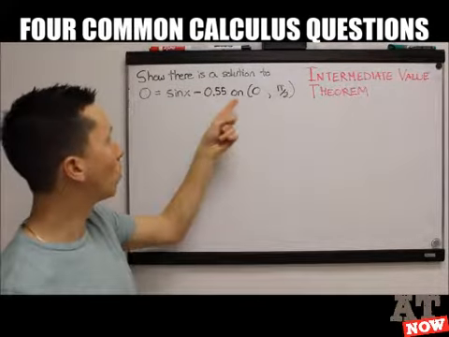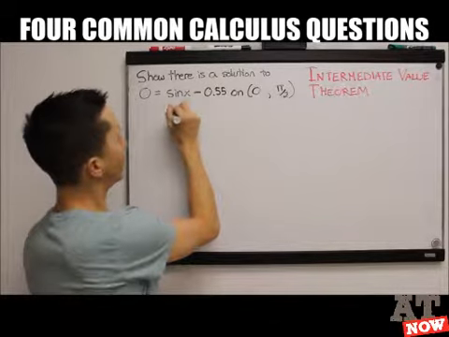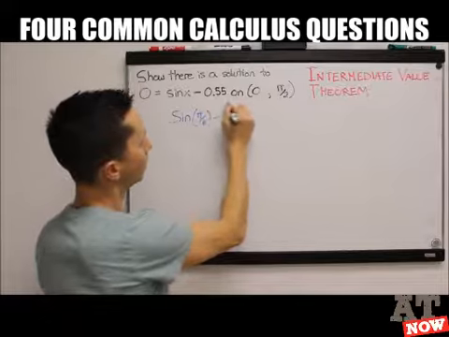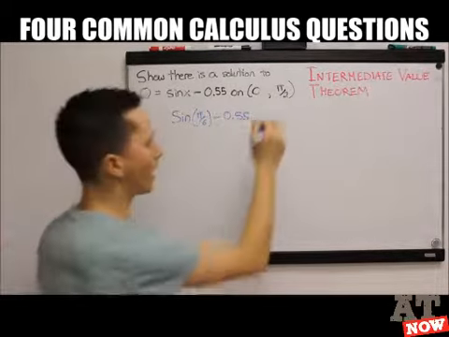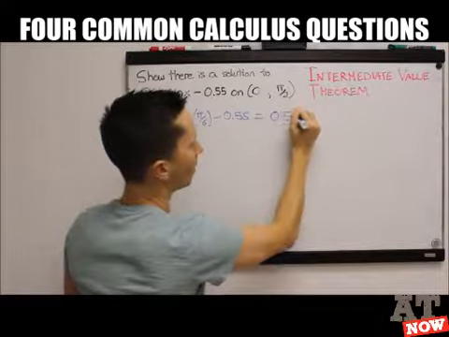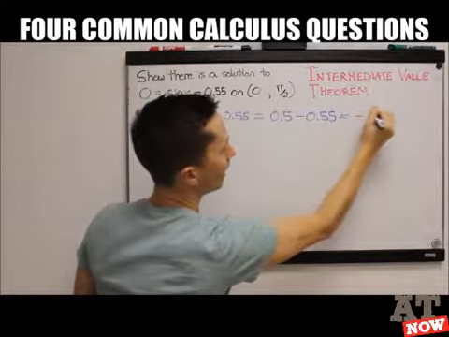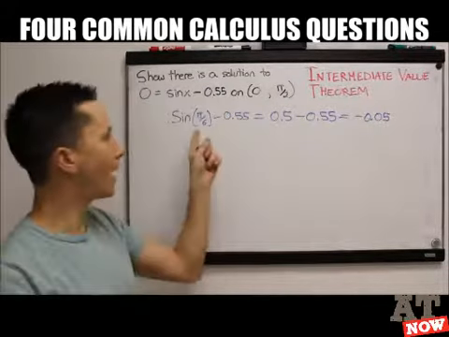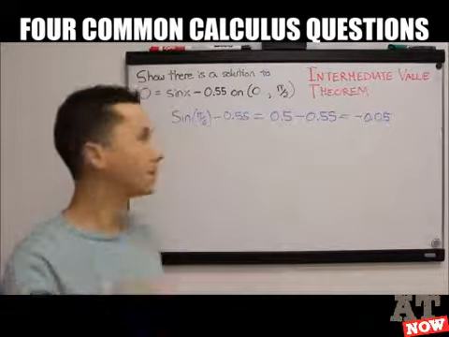So I'm just going to go to, let's say, pi over 6. So I know that sine of pi over 6 minus 0.55 equals, since sine of pi over 6 is 1/2, 0.5 minus 0.55, and that is a negative value, negative 0.05. So I've shown that at pi over 6, which is in this interval, it's negative. Now I need to show somewhere that it's positive.